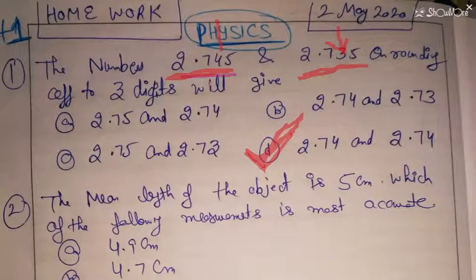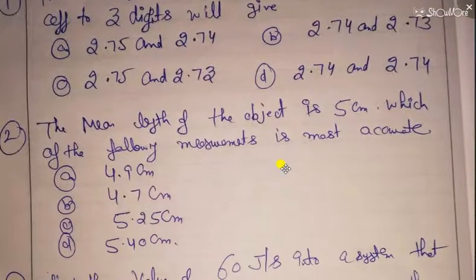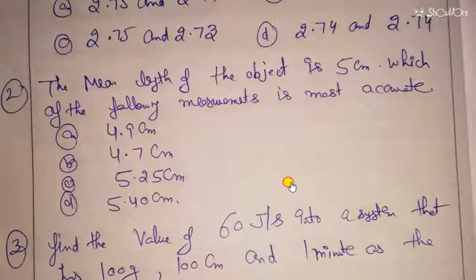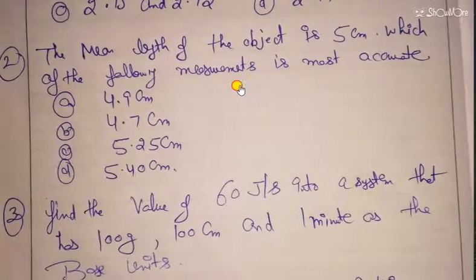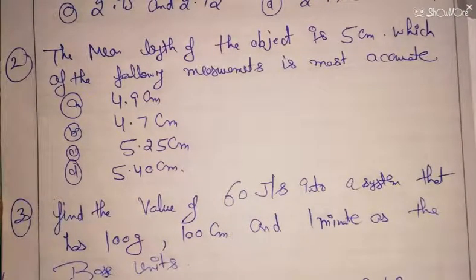Now we are going to the second question. In the second question, the mean length of the object is given. Which of the following measurements is most accurate? When I have to find the most accurate, then I find the closest value. Like 5 centimeter is given as the length of the rod. So which value is closest to 5 centimeter? 4.7, 5.25, 5.40. In which is the difference least? The difference is least in the case of 4.9 centimeter.